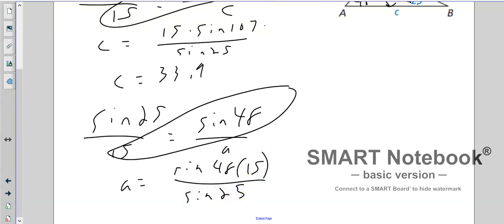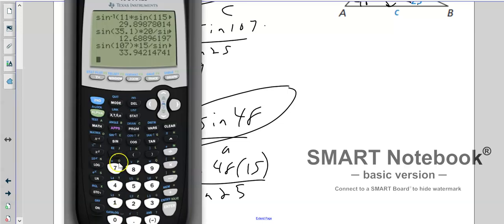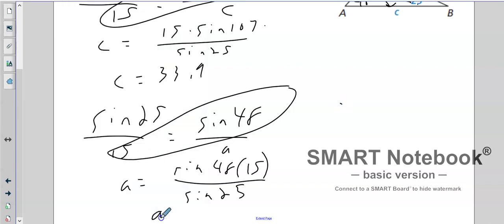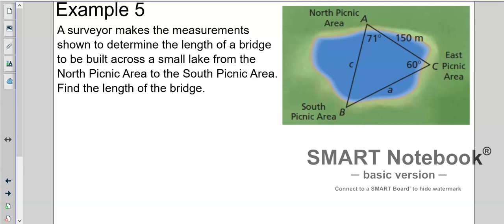And you just type it out again. Sine 48, close those parentheses, times 15 divided by sine of 25. The 7 tells the 3 to round up, so little a is 26.4. If I'm going too fast, always hit pause. If you need to go back, go ahead.